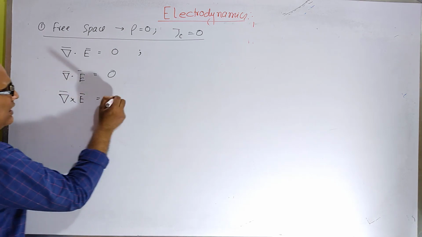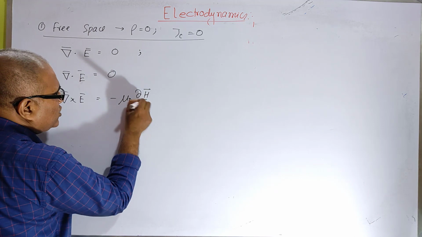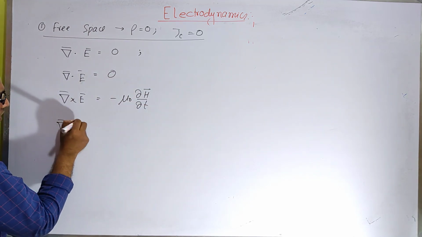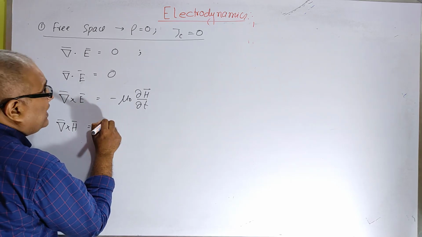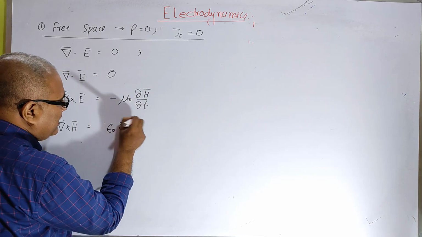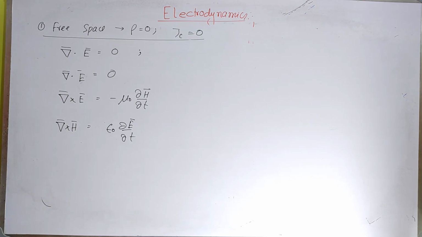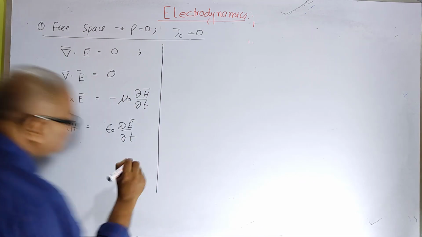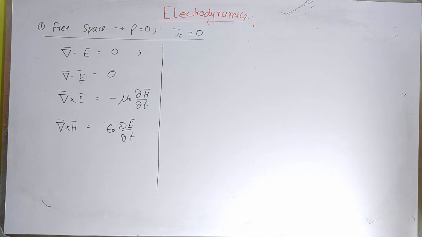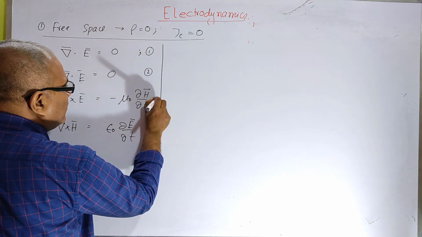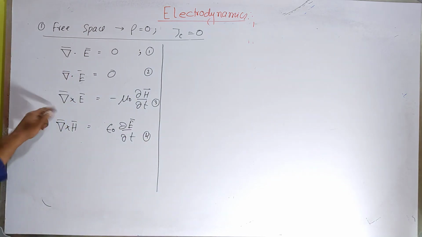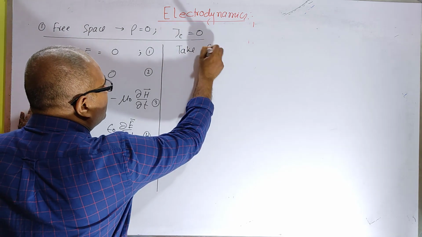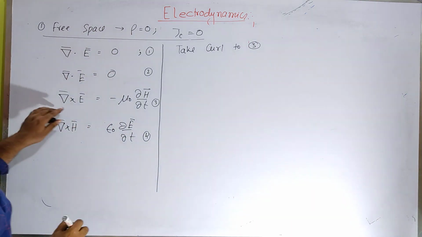Curl of E is minus mu naught del H del T. Curl of H, J is 0, so you are left with del E del T. So name them 1, 2, 3, 4. Now come to equation number 3. Take curl of 3.